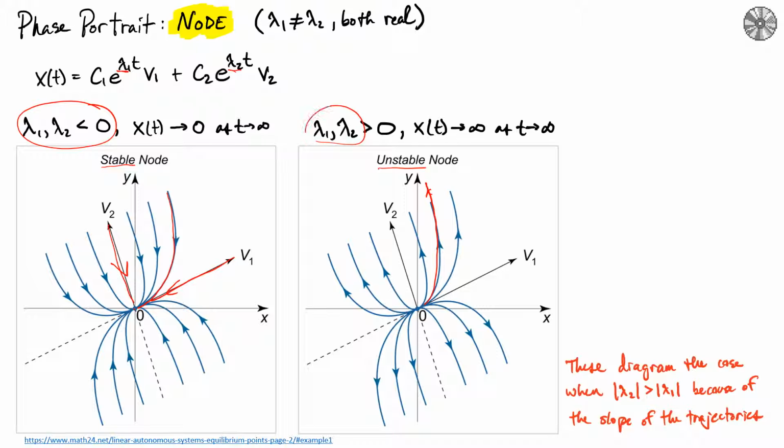When the exponents are both positive, that means that no matter where you start, you then exponentially increase. And so in this case, these diagrams are particular such that lambda 2 is bigger in value than lambda 1. And so that's why you see, in this case, along V2, things happen faster. So from here to here, the state along V2 has changed this much, whereas along V1 it has only changed this much. And so that's how you can tell which of the eigenvalues is larger.